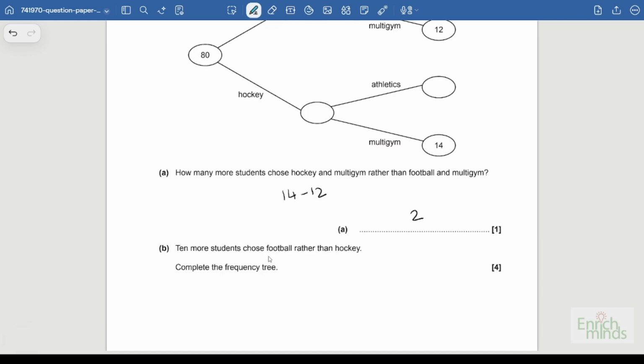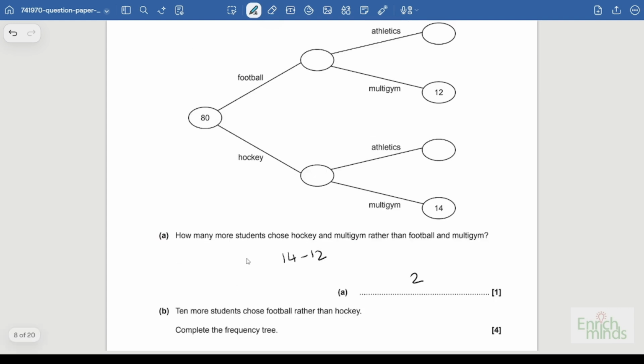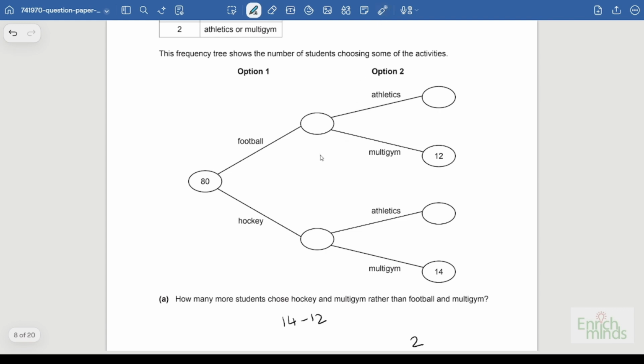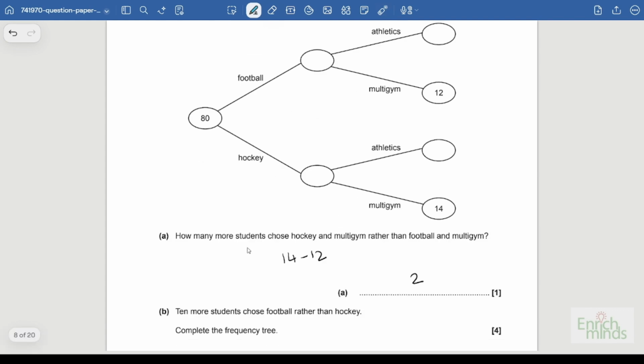10 more students choose football rather than hockey. Complete the frequency tree. So now we don't know how many students choose football or hockey, but there is this hint given that 10 more students choose football than hockey. So suppose X students choose hockey, then the number of students who choose football will be X plus 10. And we know that the sum of these two has to be 80.